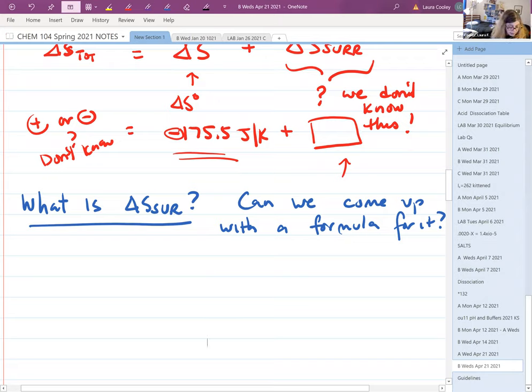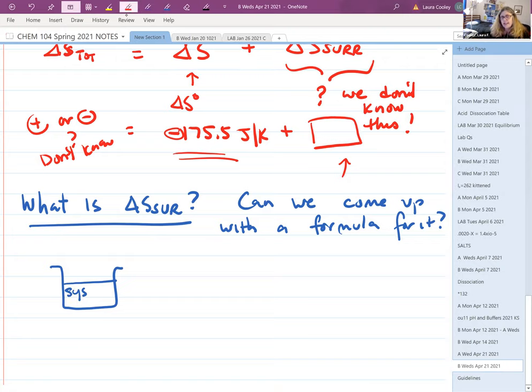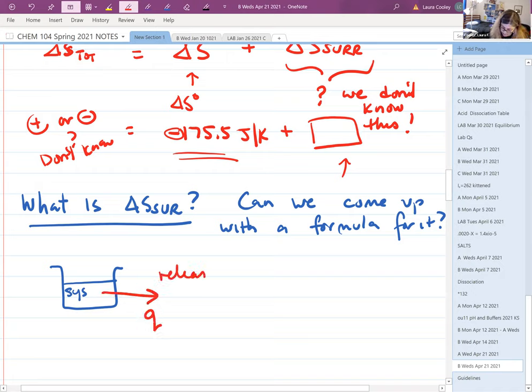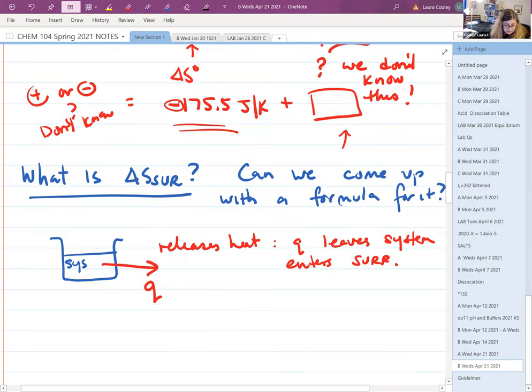Right. So let's try to think about delta S surroundings. Let's suppose we have a reaction here, and here's my system. We need to think about heat because entropy has a lot to do with heat dissipation. Suppose we have a reaction that releases heat, so it leaves the system. Q leaves the system and enters the surroundings. That heat comes into the surroundings. That increases the entropy of the surroundings then.